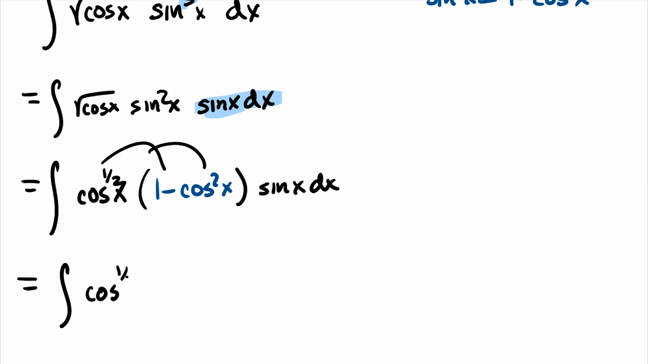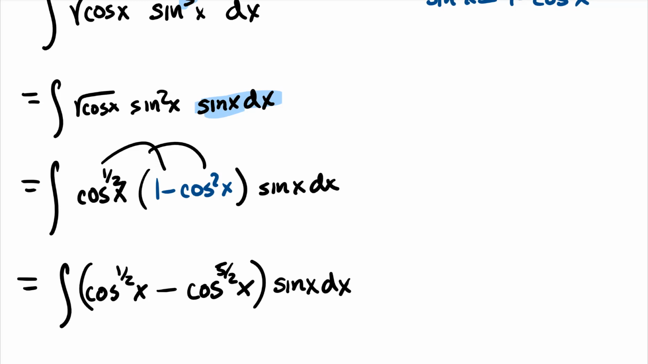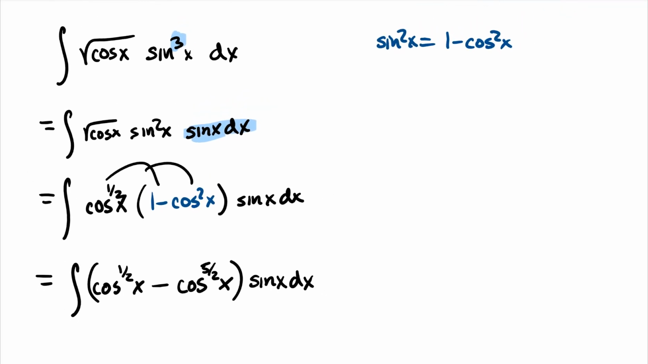So that's cosine to the 1/2 of x, minus, so what's 1/2 plus 2? Isn't that 5/2? Yeah, so you've got cosine to the 5/2 of x times sine of x dx. Is it starting to become a little bit more clear? You're starting to see them now? It takes a few times, but after a bit, the process just remains the same over and over. So u is equal to cosine of x.